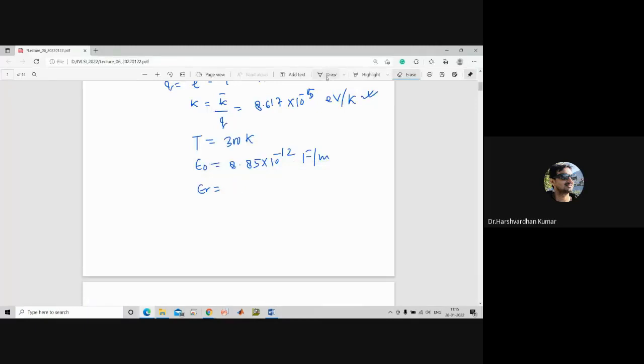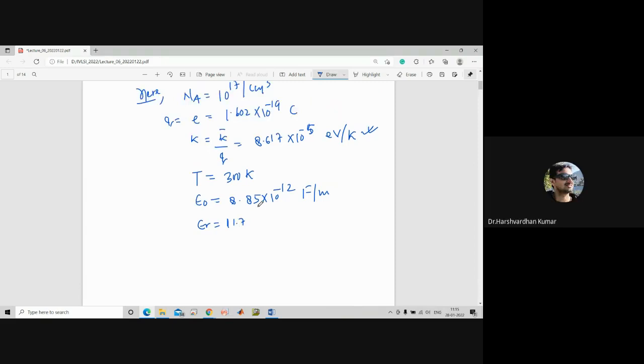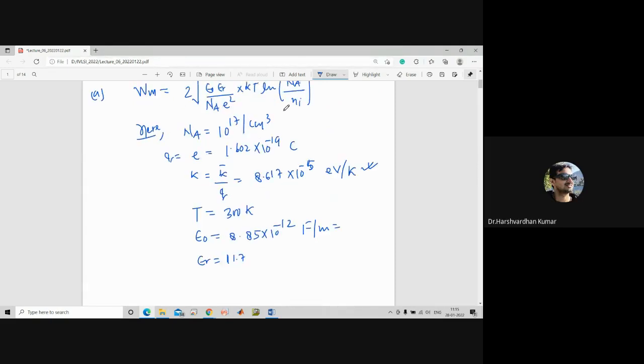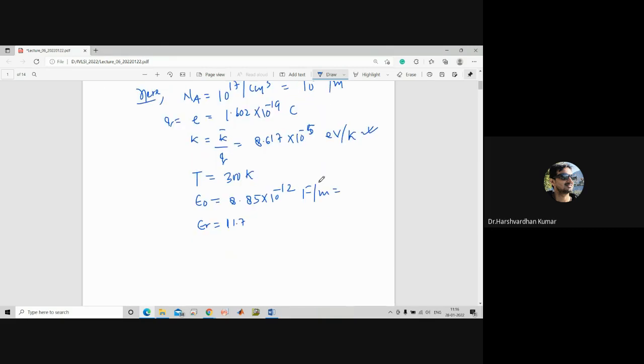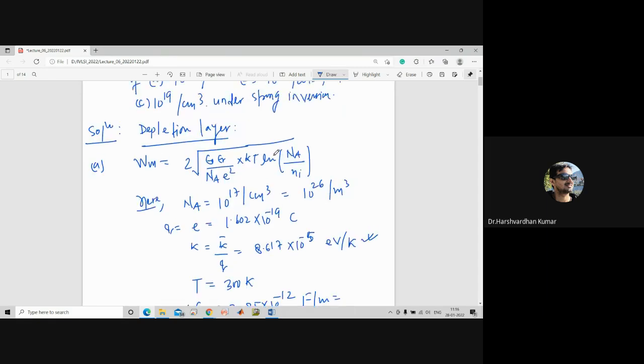So it is 11.7. So also we must convert epsilon naught into CGS units. Okay, this is per centimeter cube, so we will have to convert it into meter cube. So it will be 10 to the power 26 per meter cube. Okay. So now it is correct. Now it is correct means no need to convert epsilon 0. Now what is unknown? Epsilon 0, epsilon r is known.